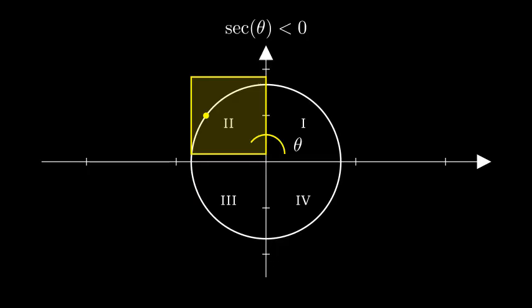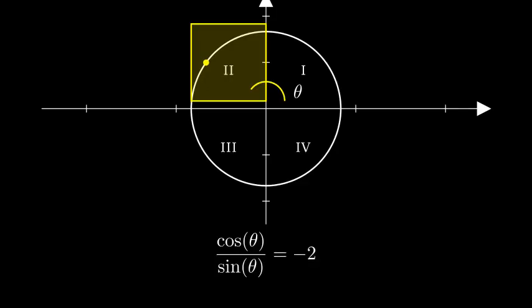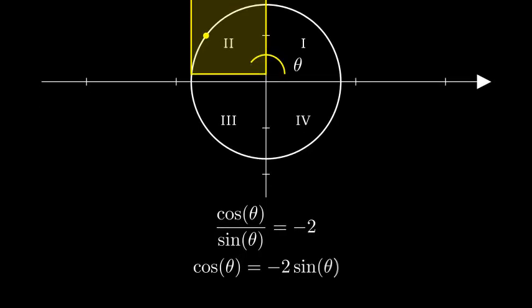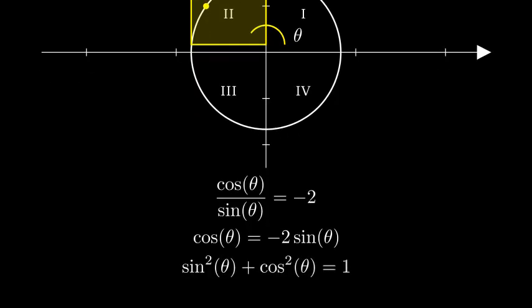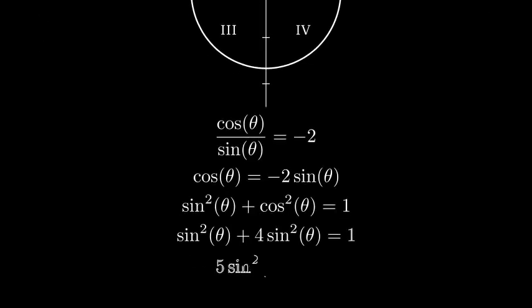Now that we know cotangent theta equals -2, we can write that cosine theta over sine theta equals -2. Cross-multiplying, we get that cosine theta equals -2 times sine theta. We can use the Pythagorean identity, sine squared plus cosine squared equals 1, to solve for sine theta. Substituting our equation for cosine theta, we get sine squared plus 4 sine squared equals 1.